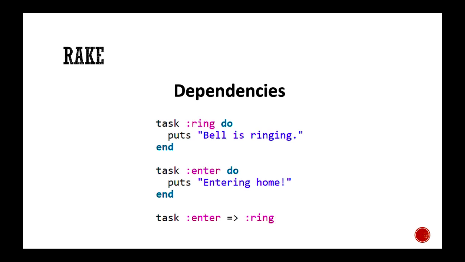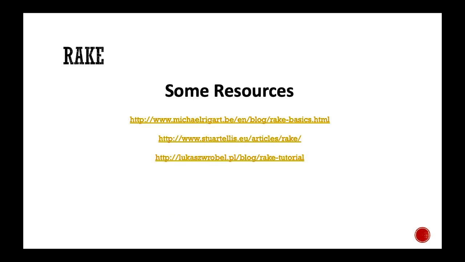Or I can write that dependency elsewhere. So I can write multiple tasks like ring and enter, and then I can write the dependency elsewhere. The really cool thing about Rake is that this is literally just straight up Ruby code. So if you know Ruby, it's really easy to use. You can jump in, and I also have some really good resources here.